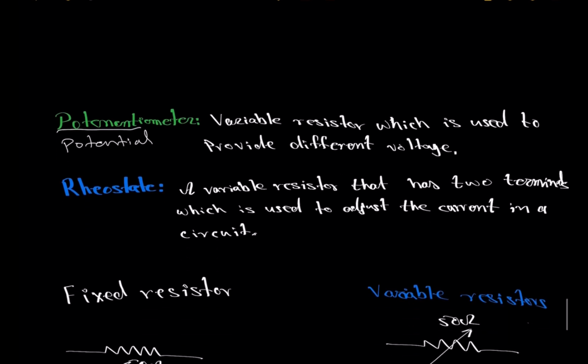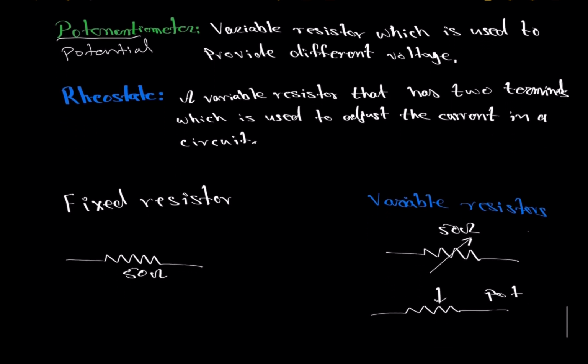Now a rheostat is a variable resistor that has only 2 terminals, which is used to adjust the current in a circuit. This will adjust the current in a circuit. Potentiometer will adjust the voltage in a circuit. What does voltage do? Voltage pushes the current to go in a circuit. So a little bit different.